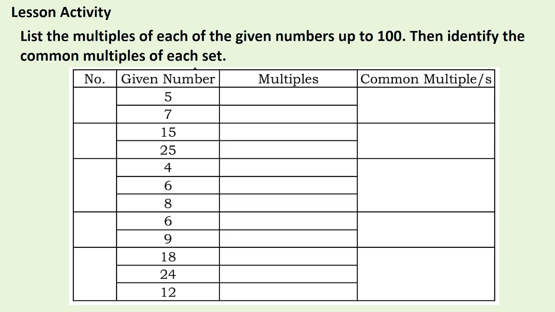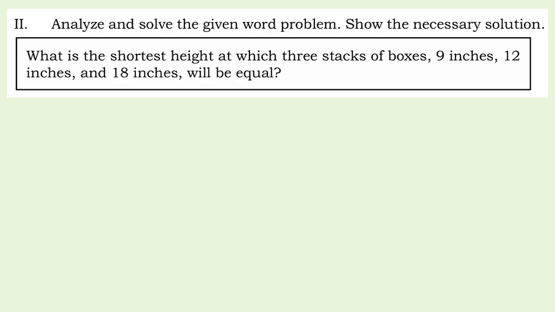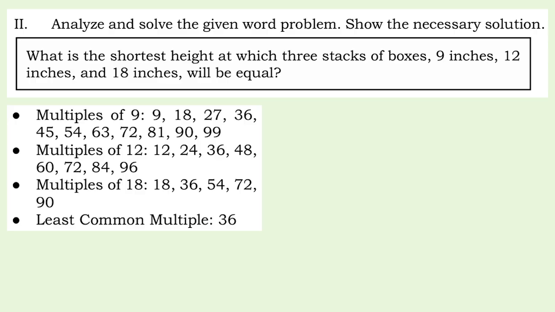Day 2. List the multiples of each of the given numbers up to 100. Then identify the common multiples of each set. So, answers for the lesson activity. Analyze and solve the given word problem. Show the necessary solution. The least common multiple is 36.